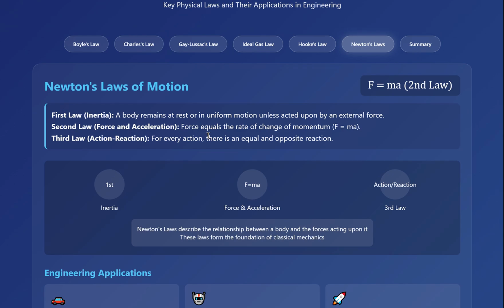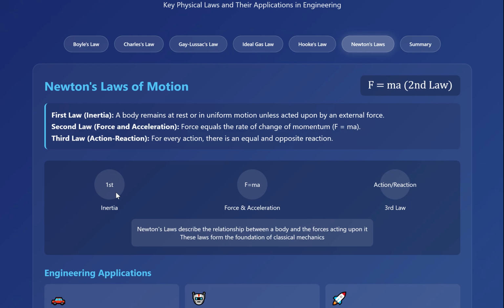Then the second law. Here you apply acceleration. Force is equal to the rate of change of momentum, where momentum is equal to m(v minus u), final velocity minus initial velocity. This is what we are using, or mass times acceleration. Third law: for every action there is an equal and opposite reaction.